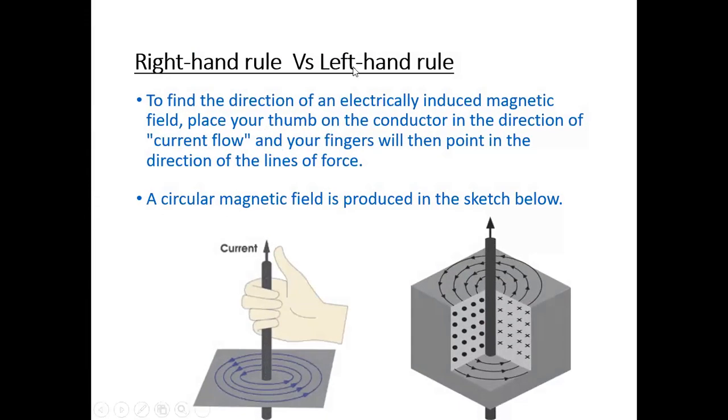Now, right hand rule and left hand rule. Just look at the thumb here. Current is flowing in the thumb's direction and the magnetic field is in the fingers' direction. In the right hand rule, we generally use the current flow theory. If we are sending current in the thumb's direction, the magnetic field will be in the fingers' direction. Current flows from positive to negative. And in the left hand rule, electron flow theory, we are sending electrons from negative to positive.